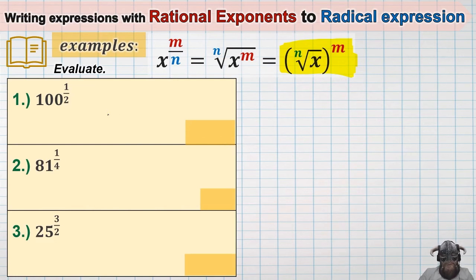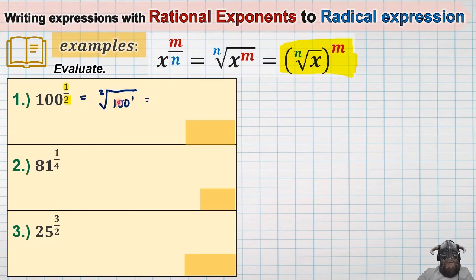First, we'll be having the same thing as what we are doing a while ago. So gawin natin dito. We have 100 raised to 1 half. So once again, lagay natin yung radical sign. And then let's put 100 inside. And then raised to 1 half siya. So ang index natin ay 2. Yun yung nasa denominator natin. And then yung numerator natin will be 1. So yan yung magiging exponent ng ating radicand.